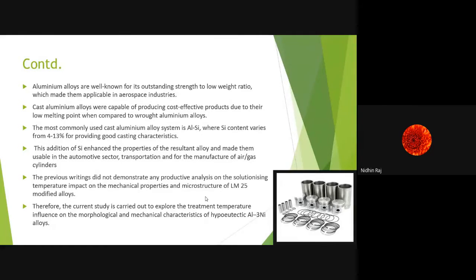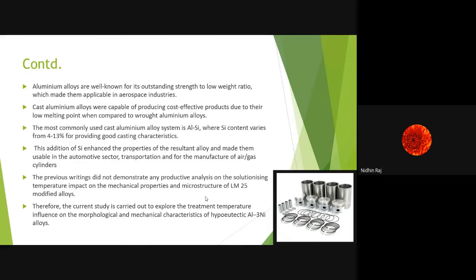It was also noticed from the study that the tensile strength, yield strength, as well as ductility all got enhanced with an increase in temperature from 480 to 510 degrees, and then showed a small decline from 510 to 550 degrees. This kind of trend was also seen with impact strength: an increase from 480 to 510 degrees, and then a decrease from 510 to 550 degrees Celsius. Okay.